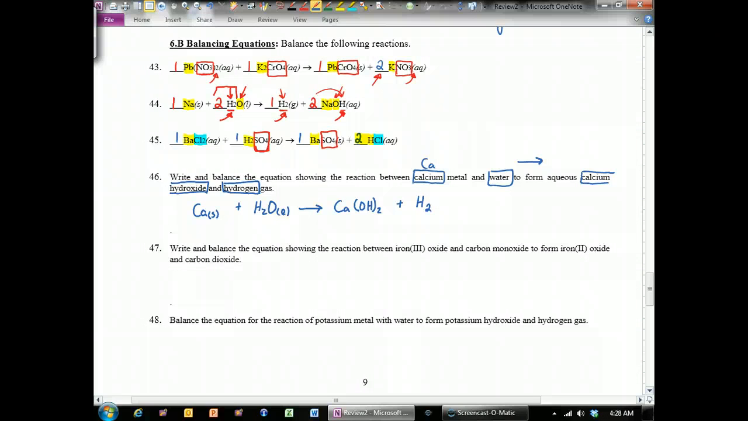Now I can go about trying to balance this. I've got 1 calcium on the reactant side, 1 on the product side, so they're balanced. Then I look at my hydrogens. I've got 2 on the reactant side, and I've got 4 total on the product side. So to get them to balance, I put a coefficient of 2 over here, and that makes it so I have 2 oxygens on the reactant side and 2 on the product side. So my coefficients are 1, 2, 1, 1.